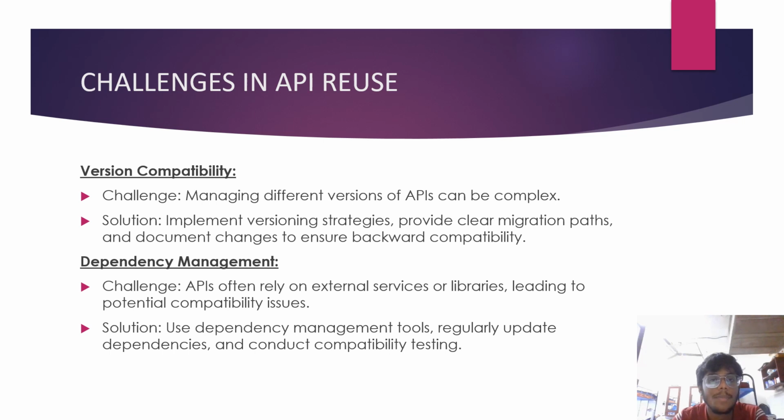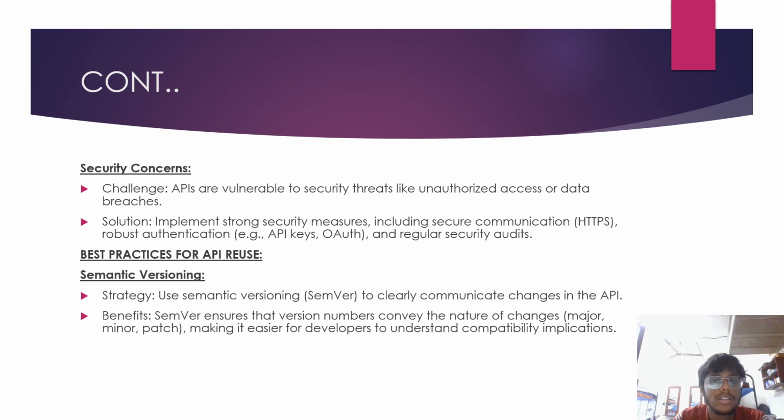Dependency management. Challenge: APIs often rely on external services, libraries, or components, which can introduce compatibility issues if not managed properly. Solution: to manage dependencies effectively, developers use dependency management tools that help track and update external components. Regularly updating dependencies helps ensure that the API remains secure and up to date. Additionally, conducting compatibility testing between the API and its dependencies helps identify and resolve compatibility issues before they impact the system. Next one is security concerns.